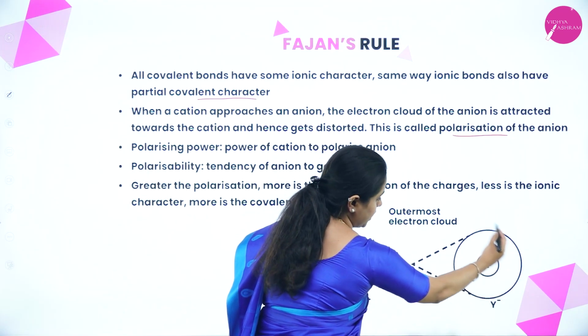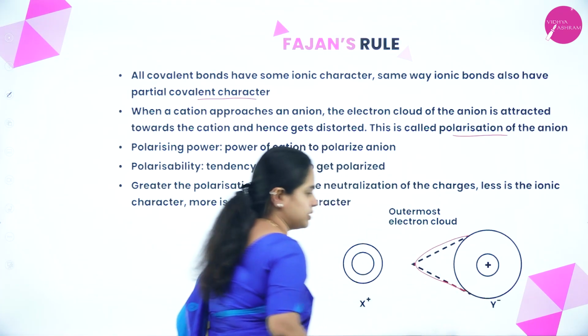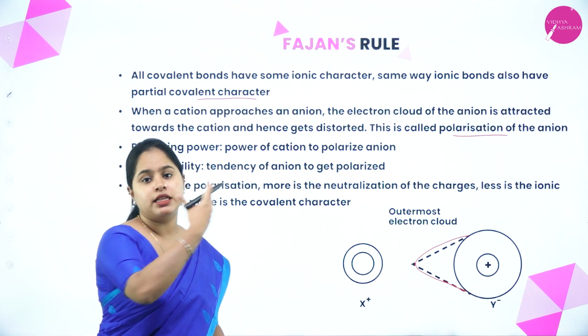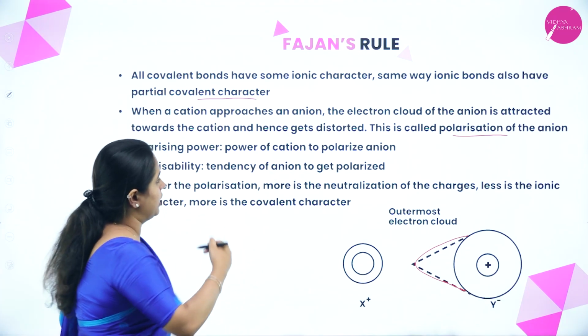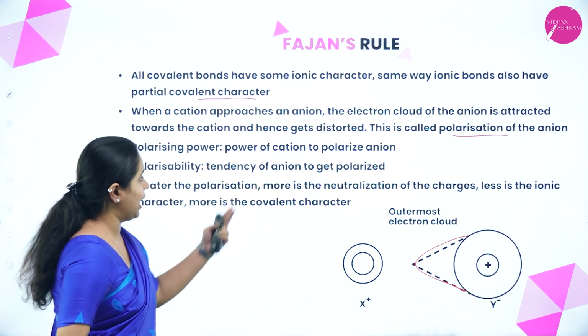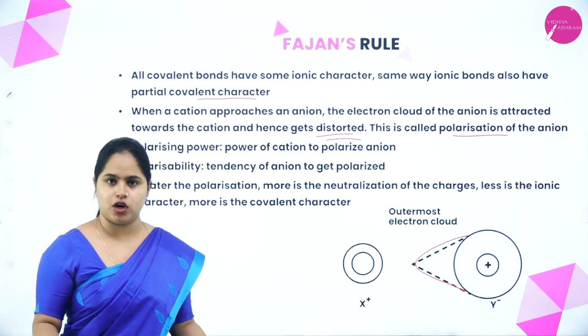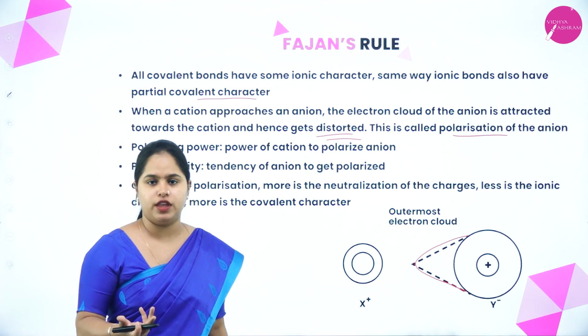So as you can see here, it was a spherical shape before. Now it gets distorted like this. That is what is represented here. The shape is changing, which means that the electrons are being attracted towards the cation. So that is what is written here. It is attracted towards the cation and hence gets distorted. Yes, the anion gets distorted. The shape changes. And this is called polarization of the anion.